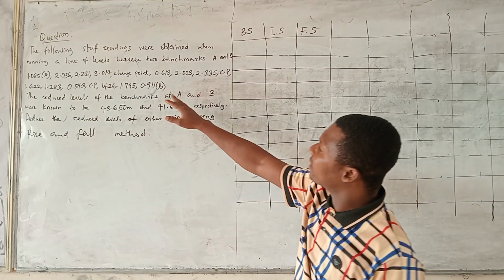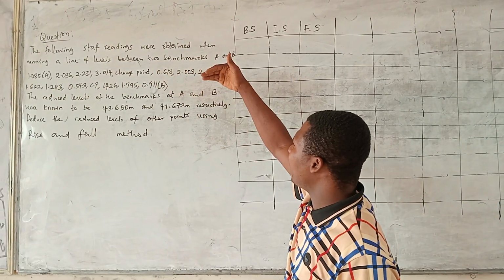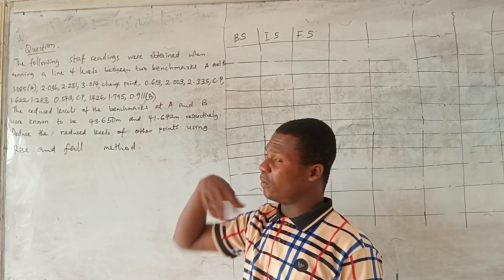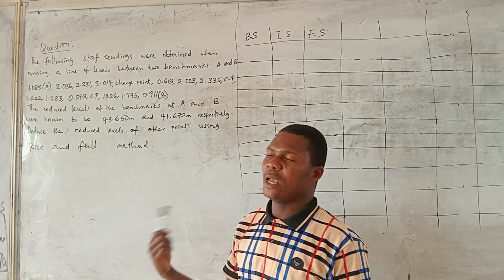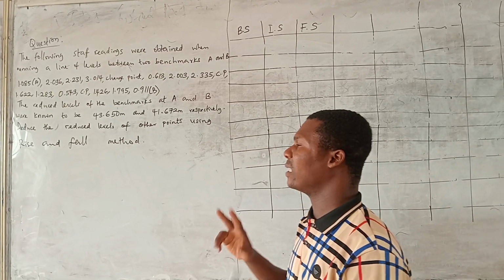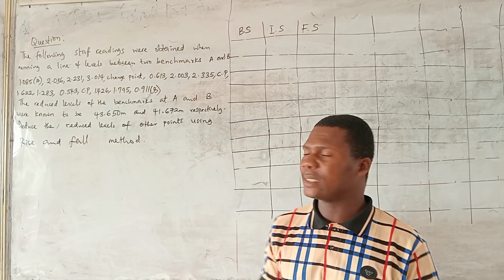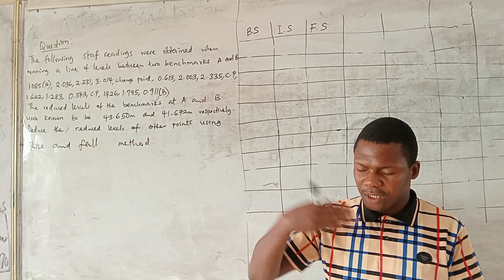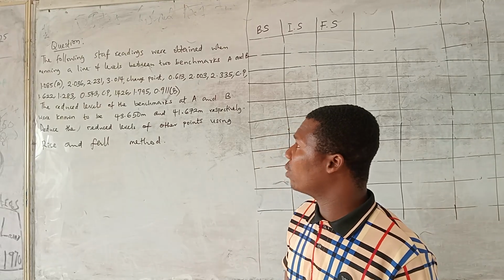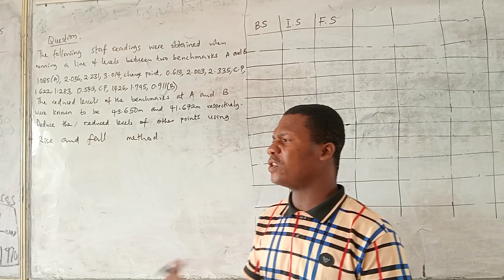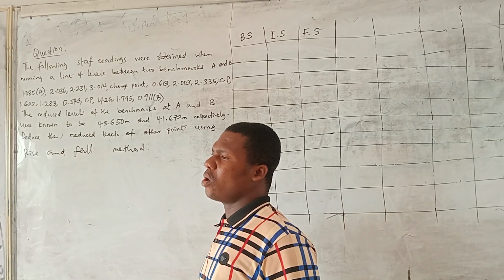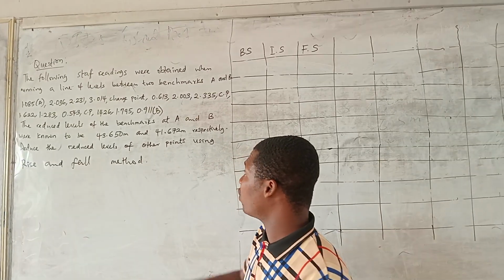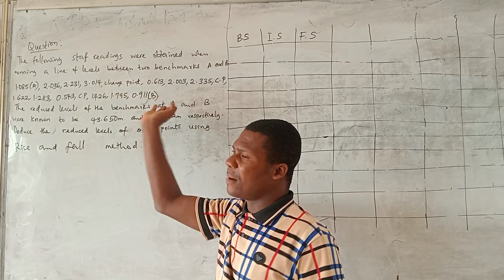Then the staff readings from the first one at A to the last one at B. And like I told you earlier, the last reading on site is always foresight, while the first one is the backsight. In between the backsight and the foresight, we have what we call intermediate sight. The last reading before the change of instrument position is what we refer to as foresight, and immediately after instrument setup, the reading you take is what we refer to as the backsight.